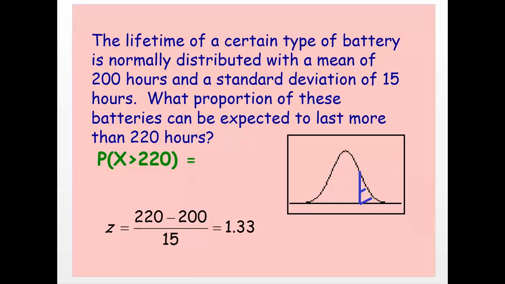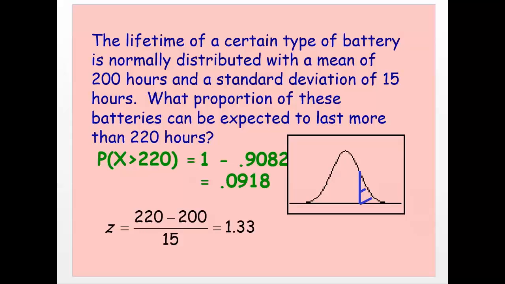When we went to the calculator and typed in from the last example the lower bound, we got a probability of 0.9082. This time we want the greater than piece, so we just want to do 1 minus that. So the likelihood of it lasting more than 220 hours is about 9% of the time.